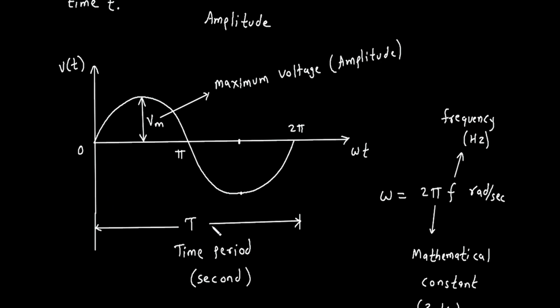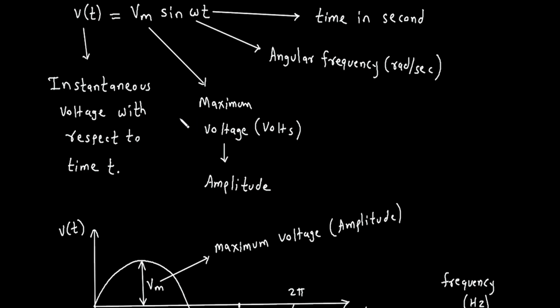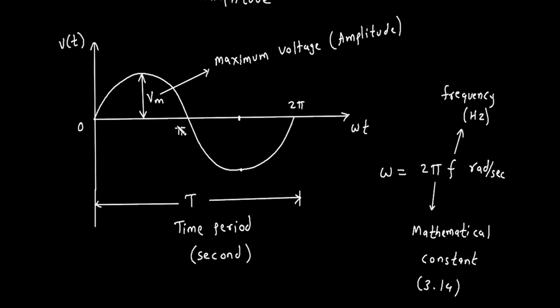To summarize, alternating voltage varies sinusoidally with time, following the equation V(t) = Vm sin(ωt). It is characterized by its amplitude Vm, angular frequency ω, frequency f, and time period T. The waveform repeats every T seconds, creating a continuous oscillation. Understanding these fundamental concepts is essential for analyzing and working with AC, or alternating current, circuits effectively.